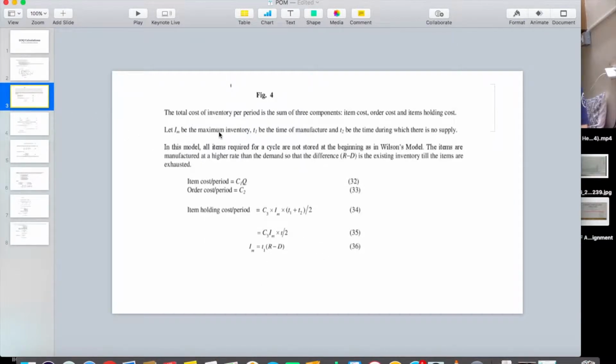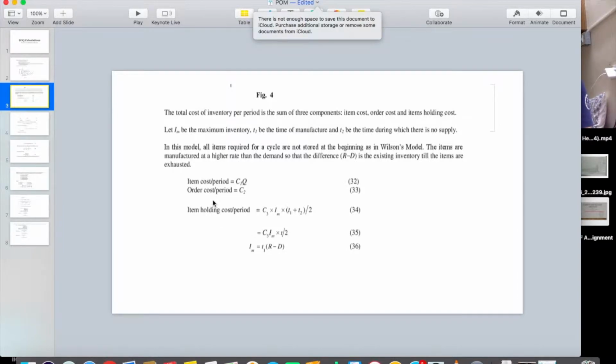The total cost of inventory per period is a sum of three components: item cost, order cost, and item holding cost. Let IM be the maximum inventory, T1 be the time of manufacture, and T2 be the time during which there is no supply. In this model, all items required for a cycle are not stored at the beginning as in Wilson's model. The items are manufactured at a higher rate than the demand so that the difference R minus D accumulates in the existing inventory till the items are exhausted.